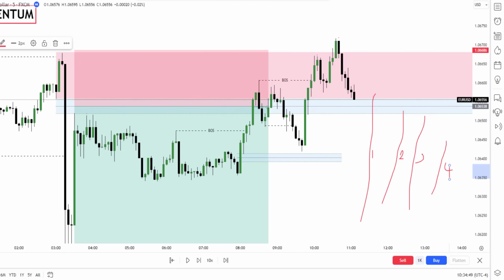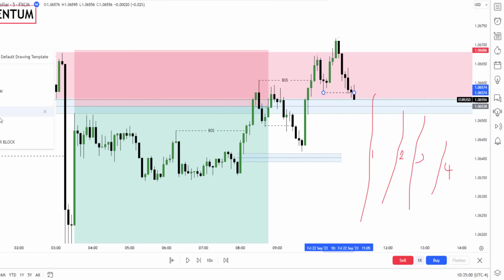And then you have it right here. You have it right here, a shift in market structure, because this has qualified to be a retracement according to ICT. So we have a market structure shift.